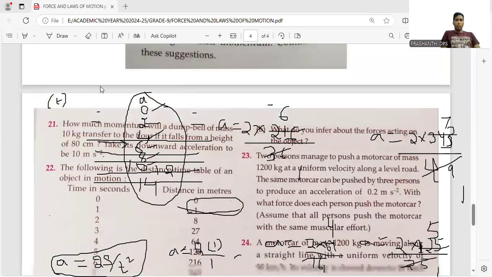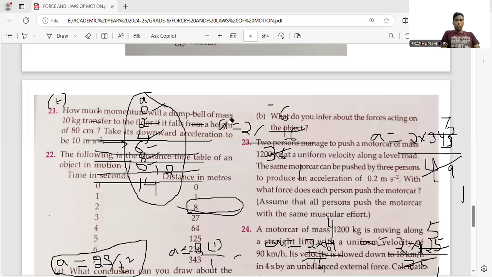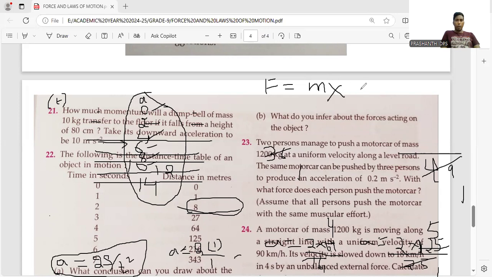Now what about this question? What do you infer about the forces acting on the object? What is happening about the force? What is the formula of force? Force F is equal to m into a. Is the mass given here? Mass is not given, so no problem. If acceleration is increasing, it means force is also increasing, right? Because force is directly proportional to acceleration. If force increases, acceleration also increases.